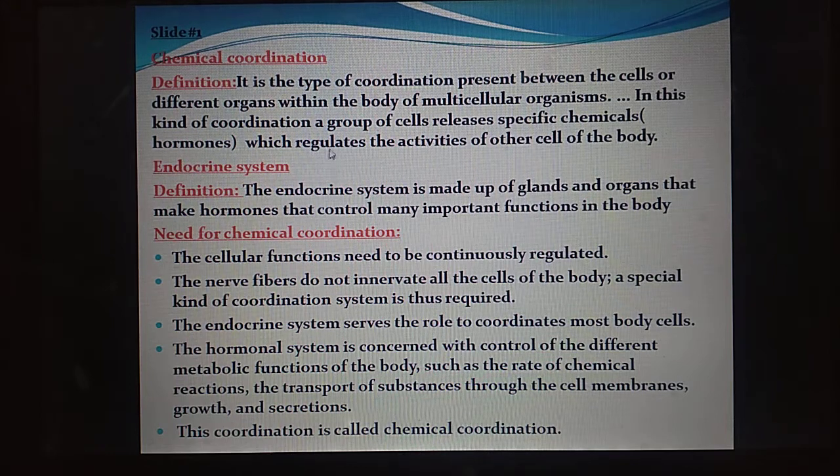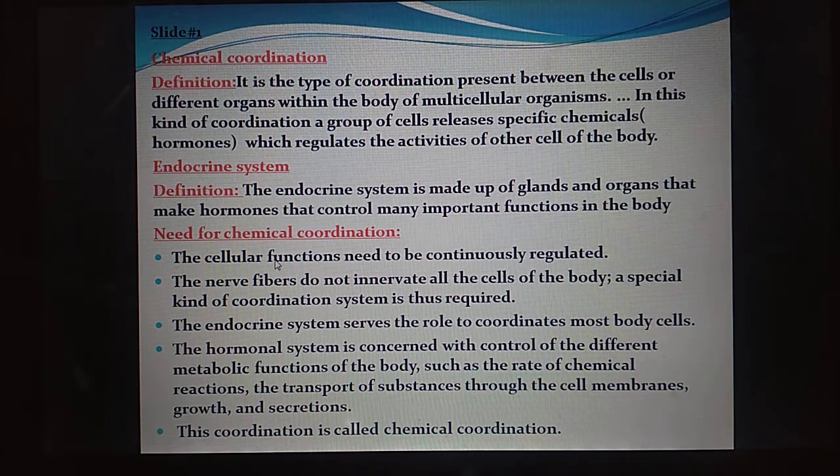So the secretion of these chemicals, which are called hormones, occurs through the endocrine system, which consists of several glands. Let's see what the endocrine system is. Now the endocrine system is made up of glands and organs that make hormones that control many important functions in the body. So it means the chemicals which are secreted for chemical coordination in our body are basically secreted by the endocrine system.